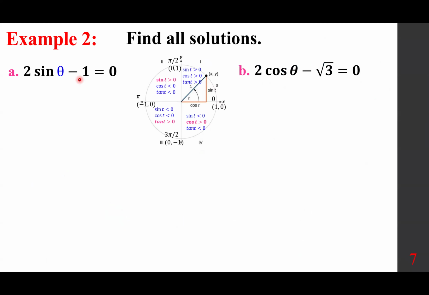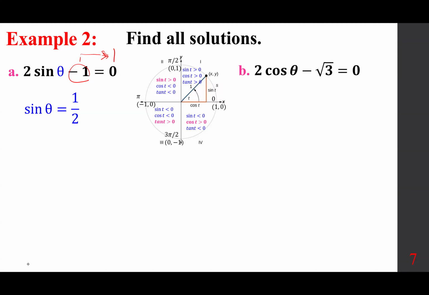2 sine theta minus 1 equal to 0. We move the negative 1, make it positive 1 on the other side, and divide by 2. Sine theta equals 1/2. Common arc, the answer is pi over 6.